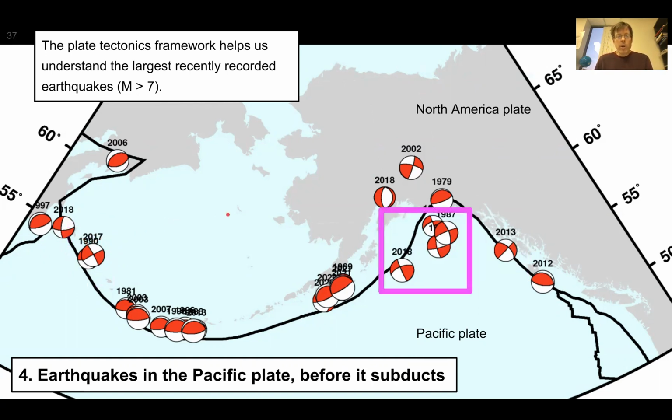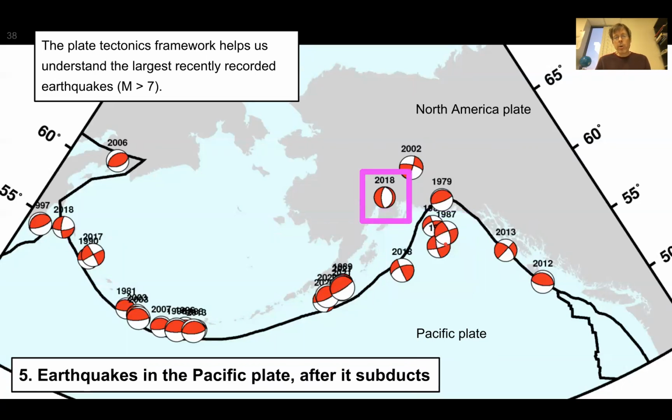The fourth category is earthquakes in the Pacific plate before it subducts. All of these earthquakes, 87, 88, 2018, in this particular region, the Pacific plate is deforming, and it's creating some quite large earthquakes. These are all, remember, magnitude greater than 7, in some cases almost near magnitude 8.